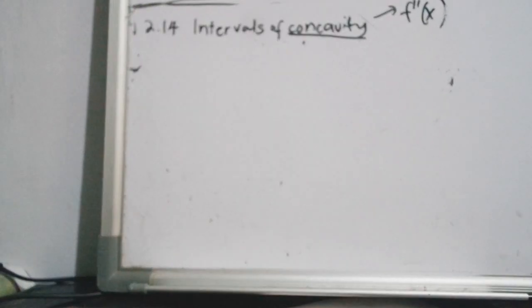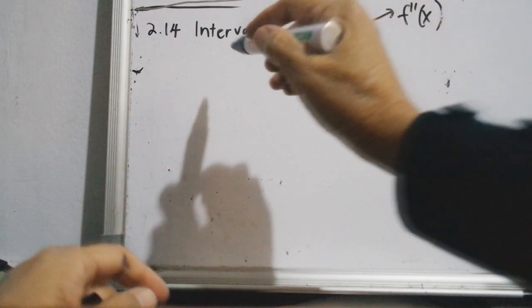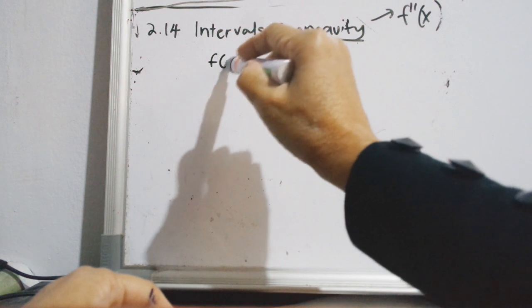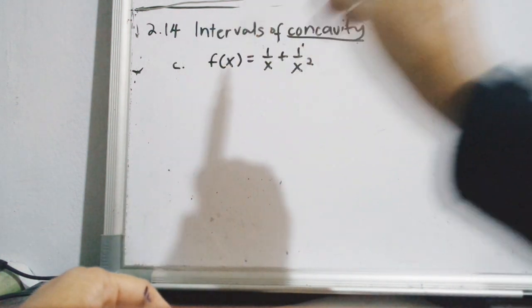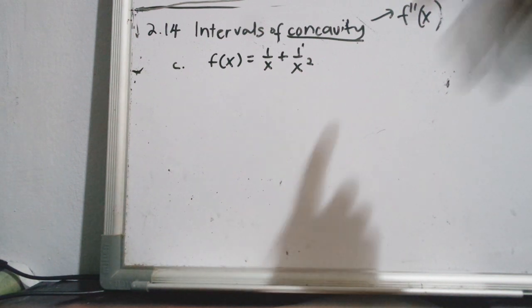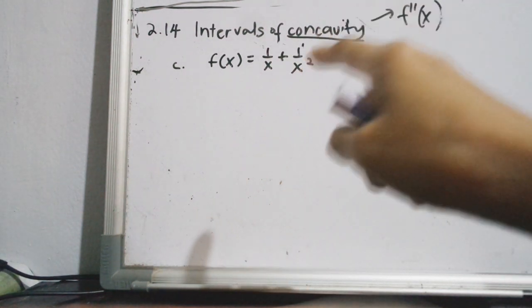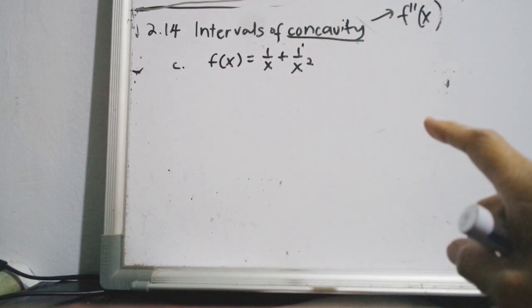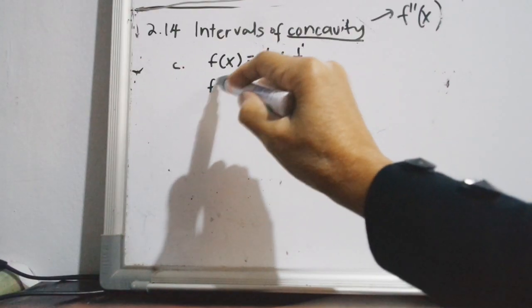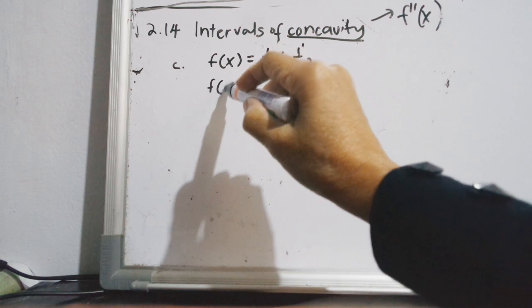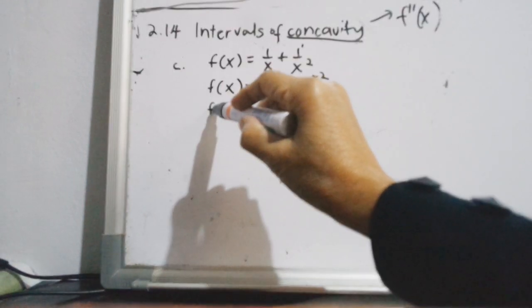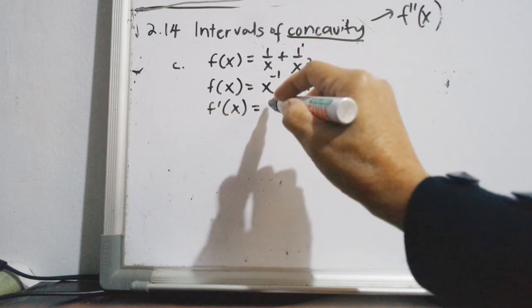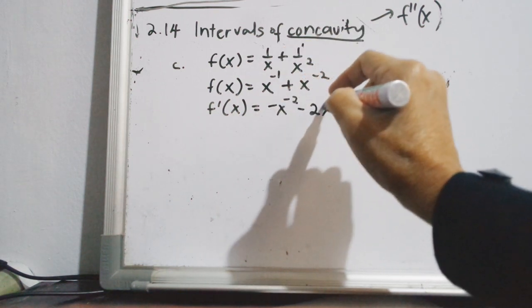Next, because this is concavity, the second step is to differentiate twice. Given the function f of x equals 1 over x plus 1 over x squared, because we want to find the concavity of the function, we have to differentiate twice. Instead of using the quotient form, I'm going to use the power rule, which is much easier for me to differentiate. So I change it to power rule form. This is the same as x to the minus 1 plus x to the minus 2. Differentiate once, I will get minus x to the minus 2 minus 2x to the minus 3.